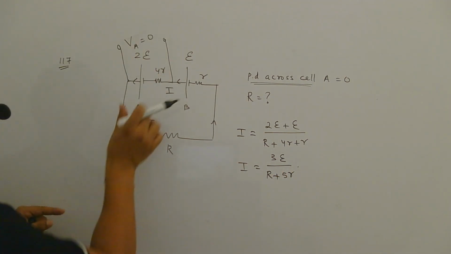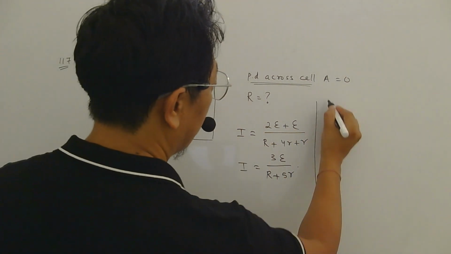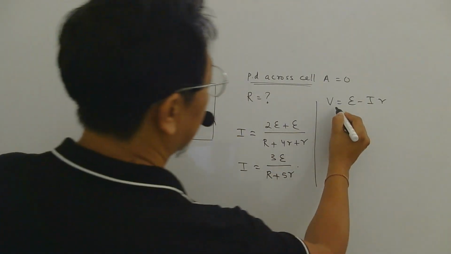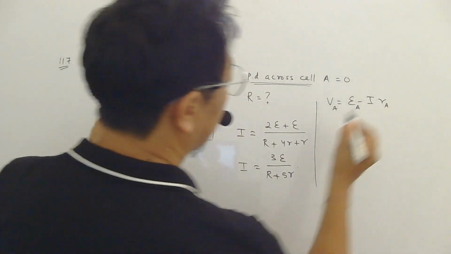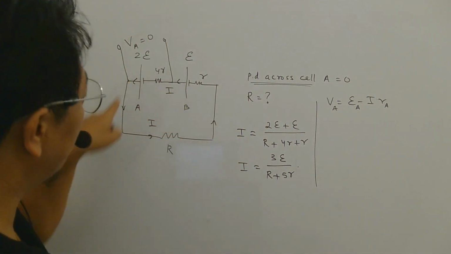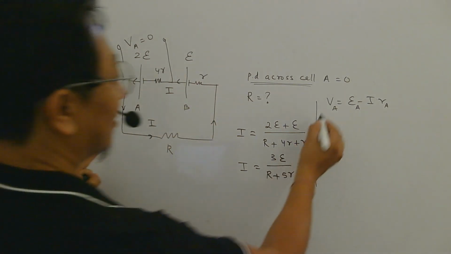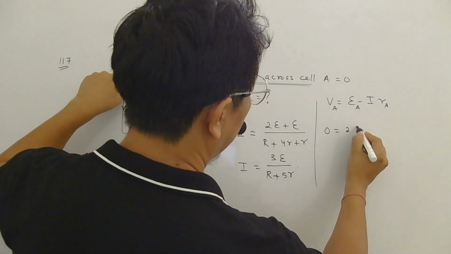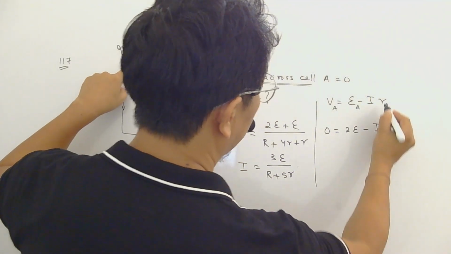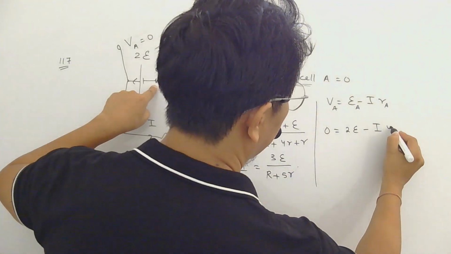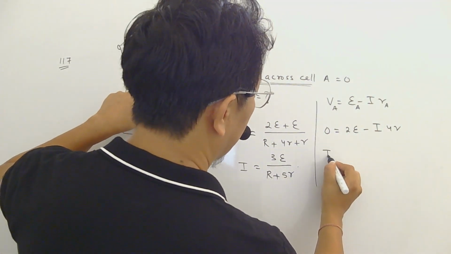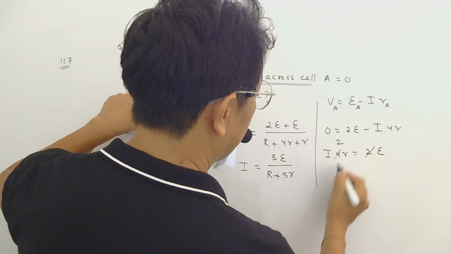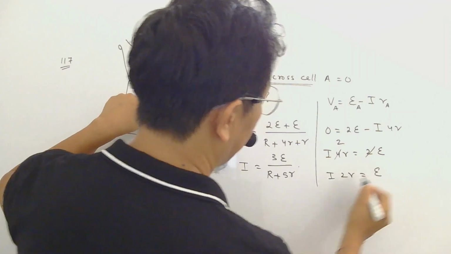Okay. Now for a cell, the terminal voltage formula is what? E minus I into R. But that is for the first cell. So we have to write the EMF of the first cell and the internal resistance of the first cell. I will obviously be the same in series. So now this voltage they told should be 0. EMF of the first cell is 2E minus I into R, internal for the first cell is 4R. Bring it this side, you will get I into 4R equals 2E. So this 4 and 2 will cancel. So I into 2R will be E.